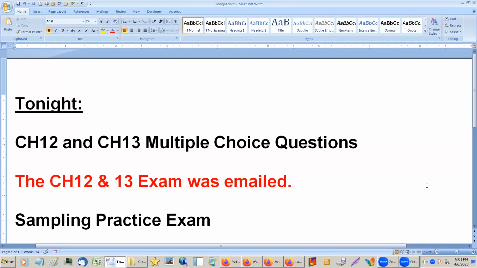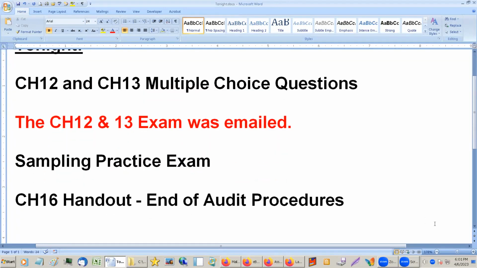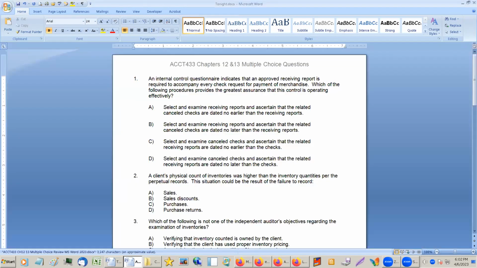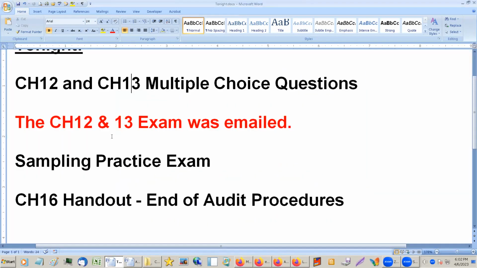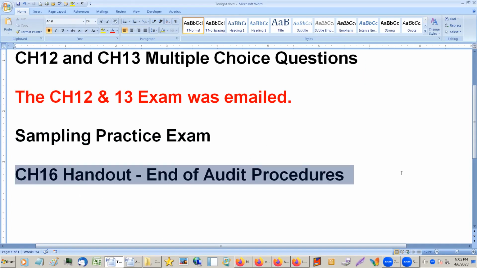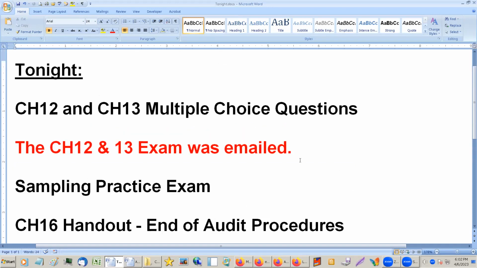Okay, let's go ahead and do the multiple choice review. For those, let me pull it up here. Well, wait, before you do that, just to let you know, then we're going to do the sampling practice exam, which you should be able to get through, and then maybe start on the chapter 16 handout, end of audit procedures. Okay.